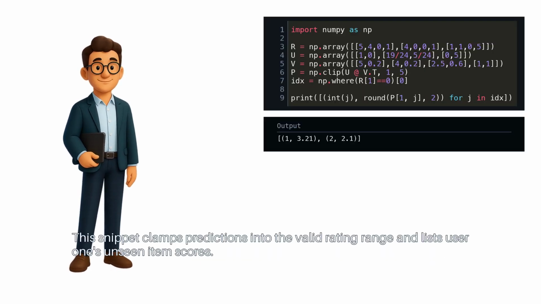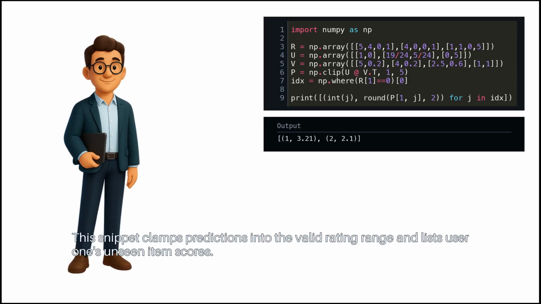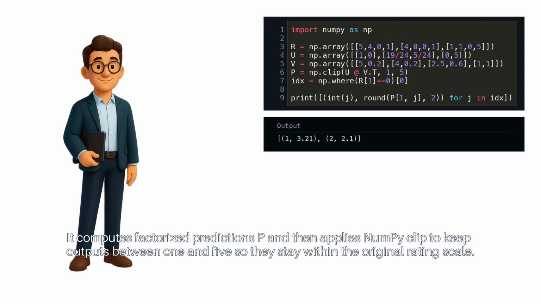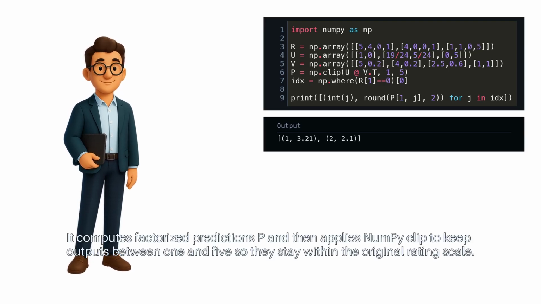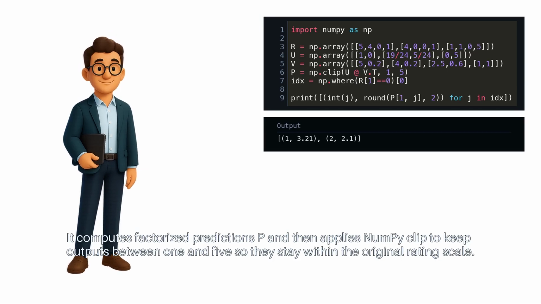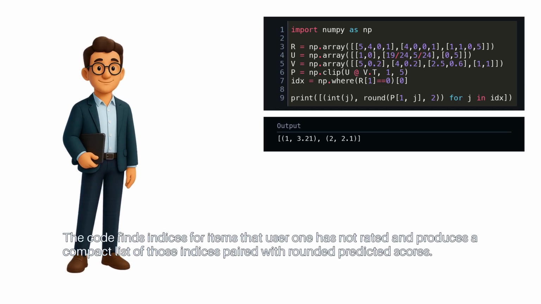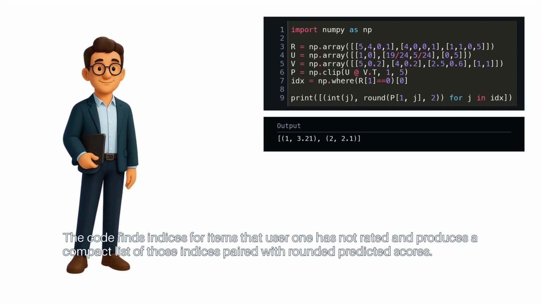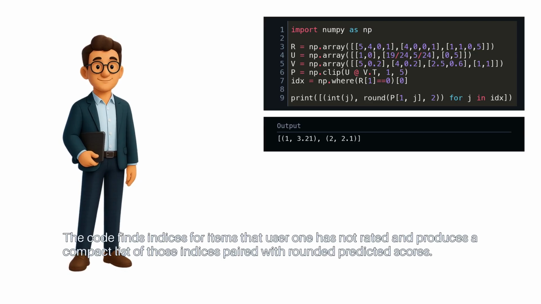This snippet clamps predictions into the valid rating range and lists user 1's unseen item scores. It computes factorized predictions P and then applies NumPy clip to keep outputs between 1 and 5, so they stay within the original rating scale. The code finds indices for items that user 1 has not rated, and produces a compact list of those indices paired with rounded predicted scores.